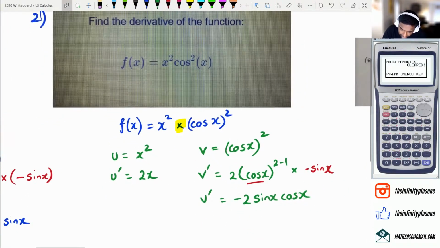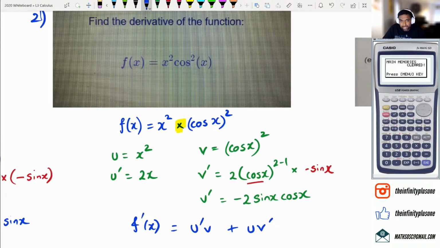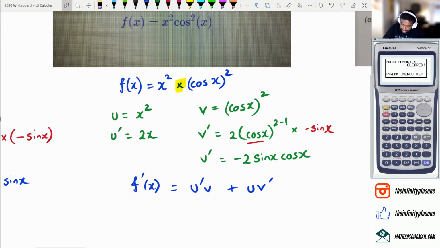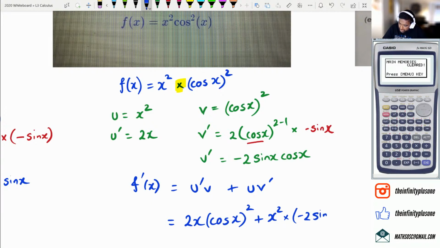Now once I have that, it's just a matter of substituting all of these things. So we can say that f dash of x is equal to u dash v plus u v dash. So we're going to write this down. u dash is 2x, v is cos x squared, plus u is x squared multiplied by negative 2 sine x cos x.